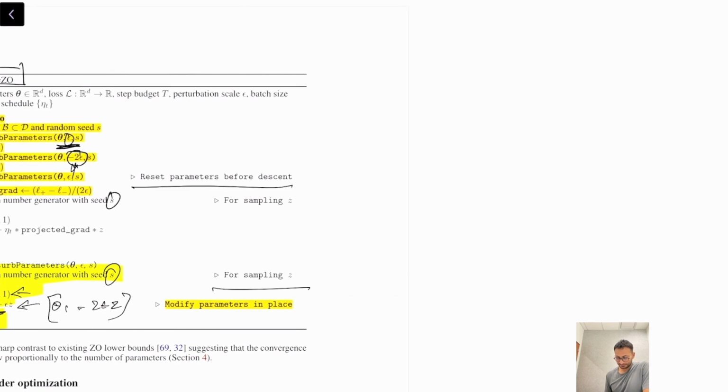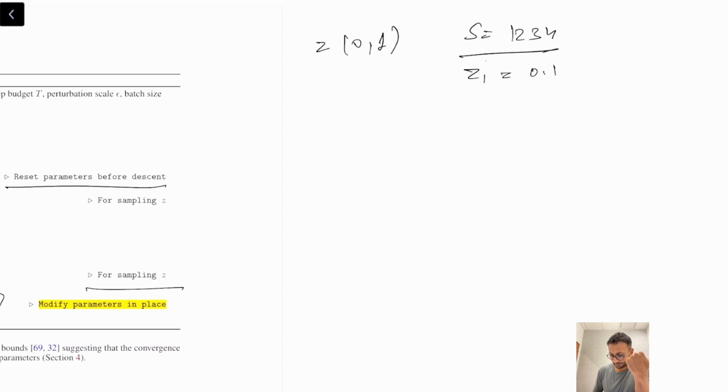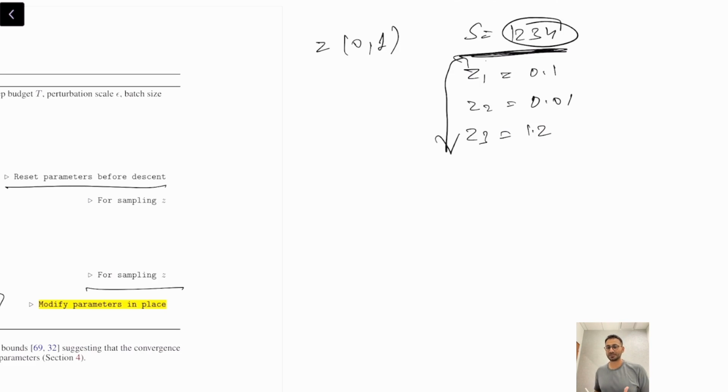And the seed function is basically a random number generator. Let's say I'm generating random value z from standard normal. Now if I set the seed to 1, 2, 3, 4, then my random number generator will basically generate the same set of values. So let's say z1 is 0.1, z2 is 0.01, z3 is 1.2. So if I use the seed 1, 2, 3, 4, this will always be my sequence. It'll follow the same sequence of generation for these z vectors.